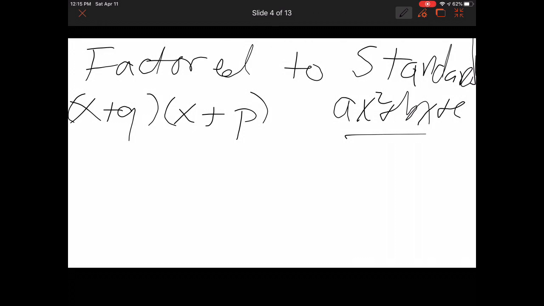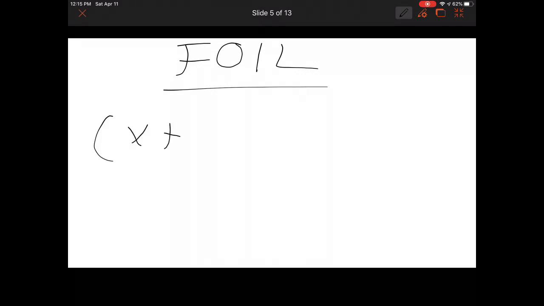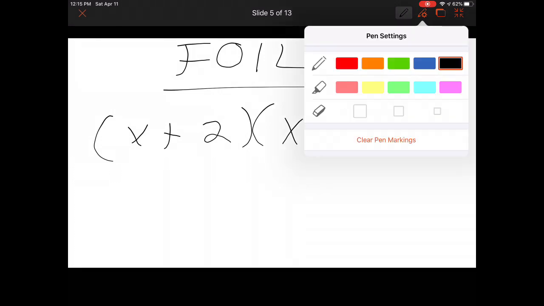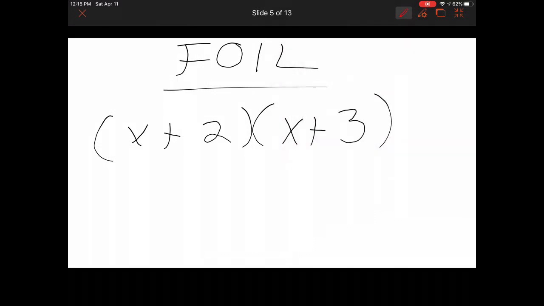So what we're going to use is something called FOIL. Now, I'm sure that you remember this FOIL term, standing for first, outer, inner, last. Just for an example here, what that does is multiply to get you your standard form. So that is the first, that's the F. This would be x squared.